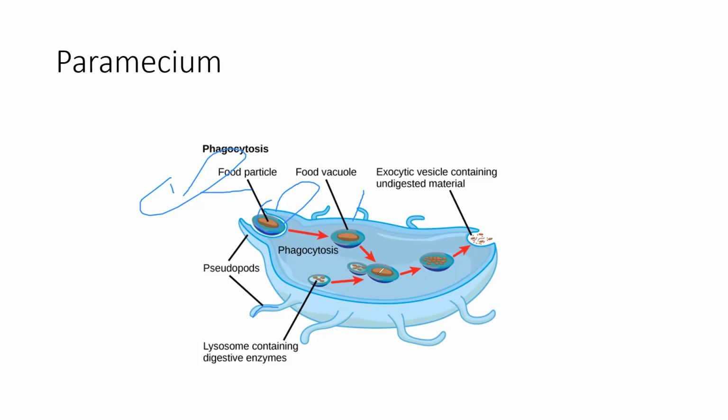After that, you have the lysosome, which contains the digestive enzymes. That same phagolysosome gets formed over here. The food is digested. In this step, you can see the food is digested. And then finally, the unwanted material is expelled. An exocytic vesicle containing undigested material is made, and the material is taken out of the body. Right? So this is how digestion occurs in the case of paramecium.